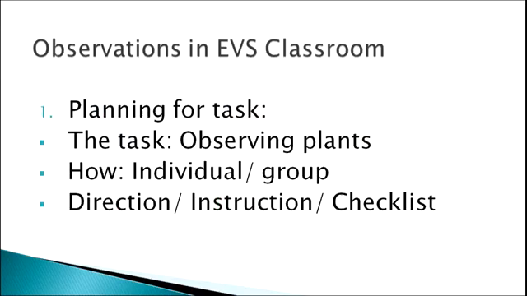When we are using observation in the EVS classroom, we have to plan for the task. Let us say I am planning for observation of plants. I have to think whether the task should be individual, a small group task, or a pair task. So, one has to plan for it. After that, we have to give clear instructions to children about what they are expected to do in observation.